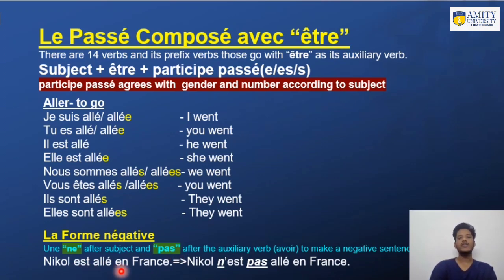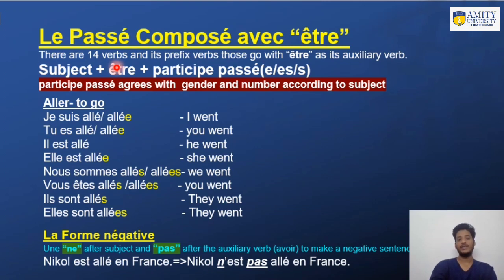So Nicole est allée en France. So what is the subject? Nicole. So after the subject we have to use ne, and after the first verb we have to use pas. So what is the verb? Nicole est allée. So est is the verb, the first verb, être verb. So after est there is pas. So Nicole n'est pas allée en France. Nicole did not go to France. So Nicole went to France. Nicole did not go to France for the negative.